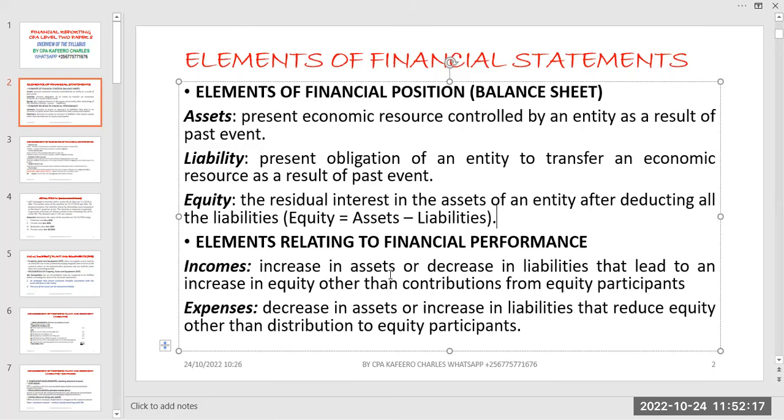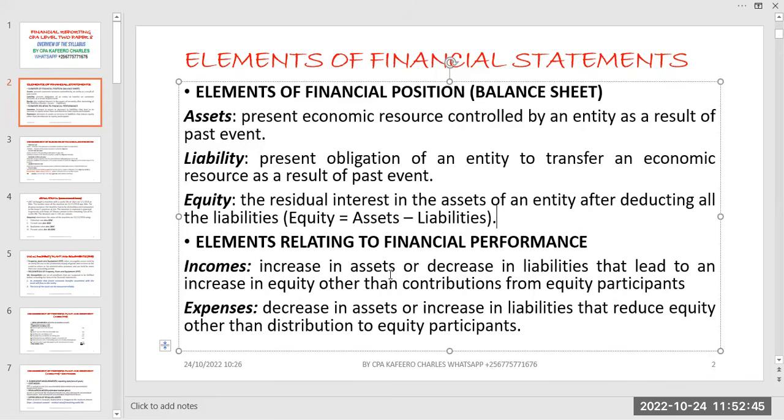Sorry, it's not called incomes. It's part of the equity section. So we are saying that these incomes must be increasing the equity, but as a result of increase in assets or decrease in liabilities, but not from contribution from equity participants. The other one is expenses.